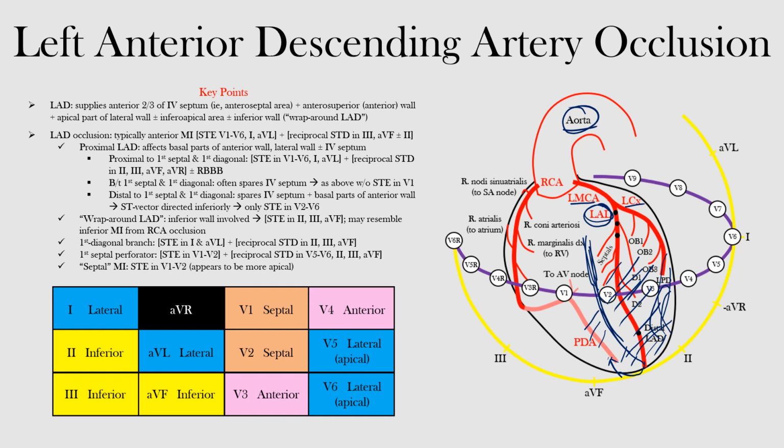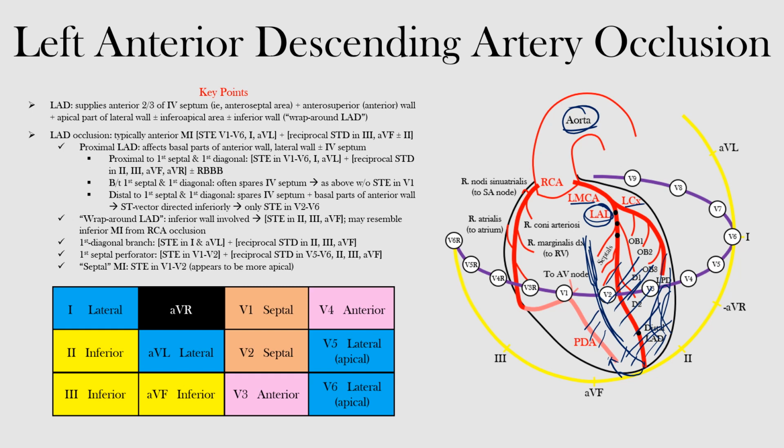This causes massive infarction of the basal parts of the anterosuperior wall, the lateral wall, as well as the interventricular septum. As we mentioned earlier, the more proximal the occlusion, the greater the amount of tissue involved and the more leads that will show ST elevation.